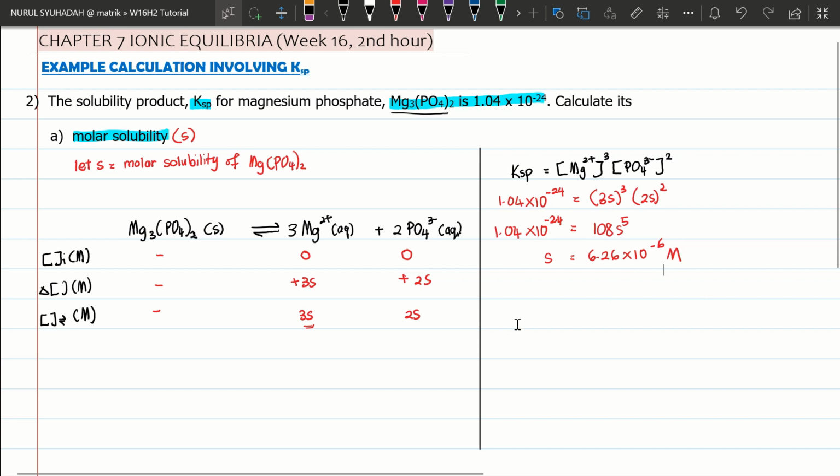Okay, and let me remind you again, inside our ICE table, kita akan tulis in terms of molar solubility. Wajib guna huruf S. Kalau dalam yang lain-lain, dalam calculation of Ka, Kb, Kc, Kp, kalau awak tak nak guna X, awak nak guna Y, awak nak guna Z, terpulang, awak nak lukis bintang, silakan, tak ada masalah. Okay, but for Ksp, wajib dalam ICE table mesti S. Okay, so now let's move on to the next calculation.